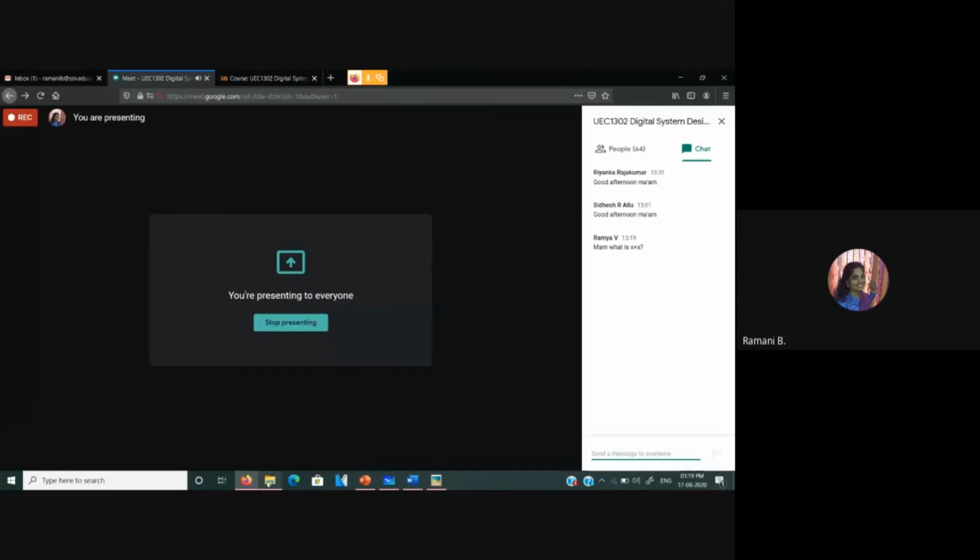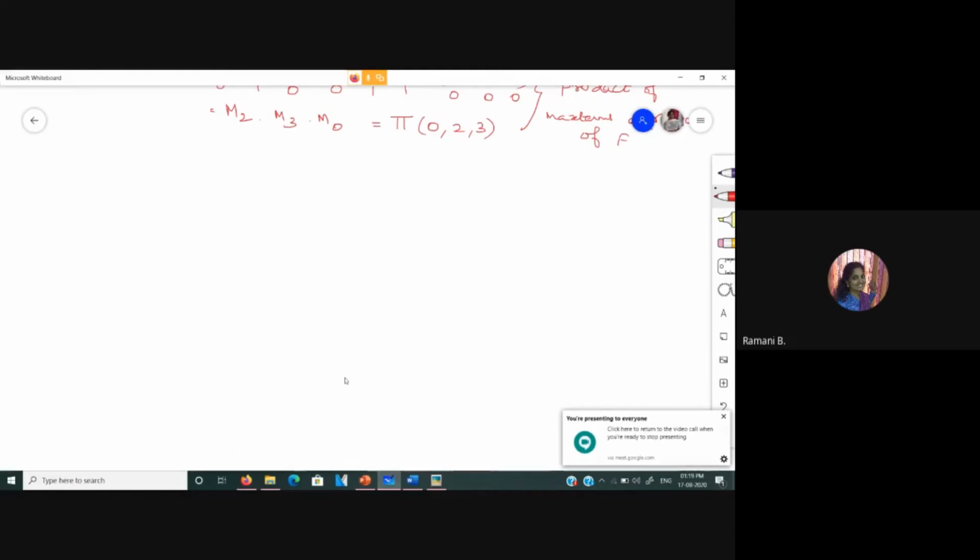X plus X is X, Ramya. With respect to Boolean expressions, it is the same thing. That is, if you have 0 plus 0, you get 0. 1 plus 1 gives me a 1. That is nothing but X plus X is equal to X.